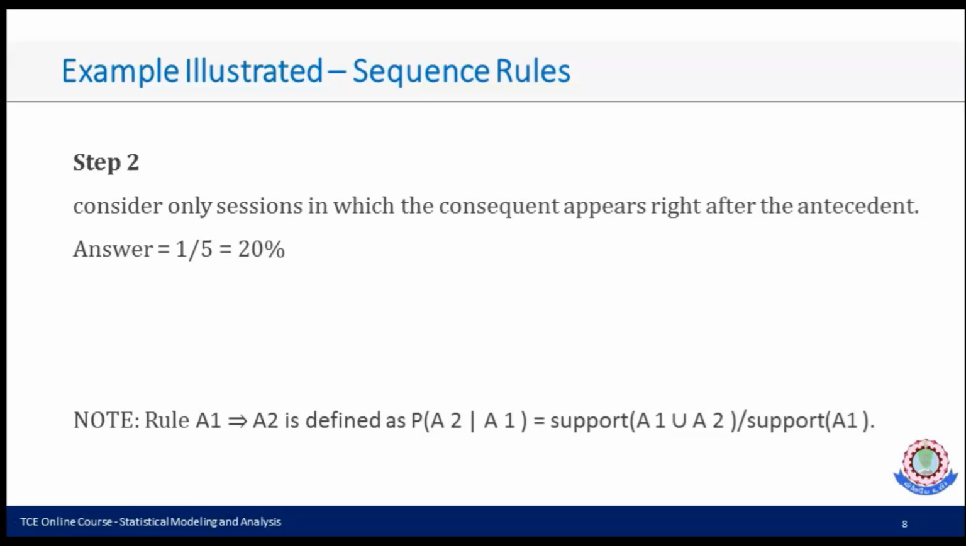So this is the way in which we can calculate the value of support for sequence rule mining, which is clearly focused on what items appear at different times for a given set of transactions.